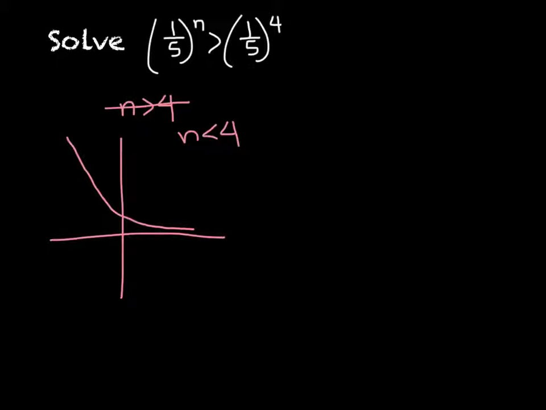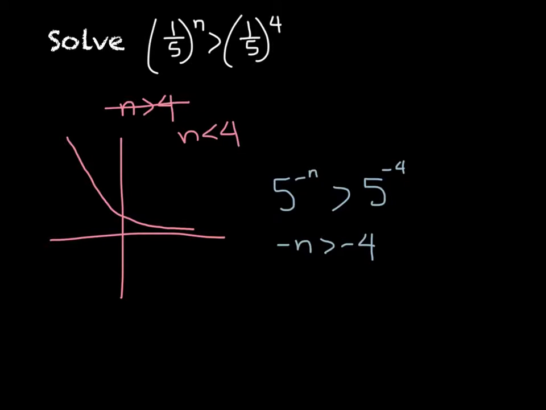So the reason this happens is because when we try to solve our inequality, what we do is we rewrite 1/5 to the power of n as 5 to the power of -n. And so on both sides we have 5 to the power of -n is greater than 5 to the -4th, which means that -n is greater than -4.